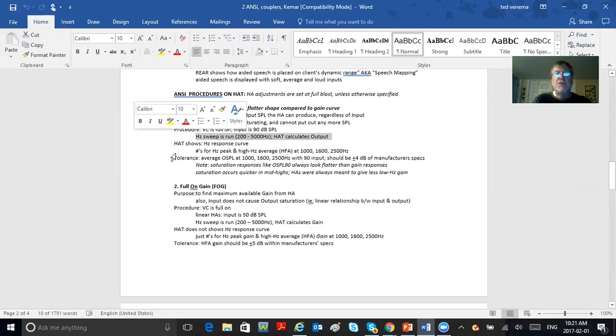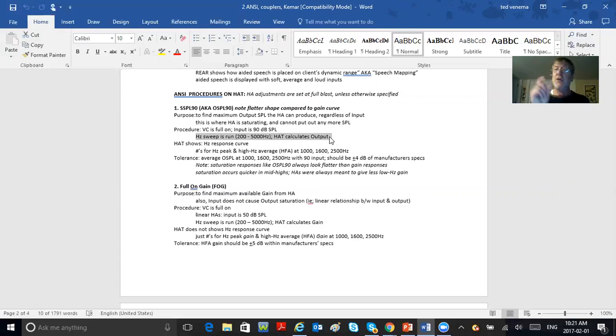Look where it says "sweep." It has nothing to do with a broom, okay? And the hearing aid is calculating the output. Remember, the volume is full blast. The decibel level coming out of the speakers in the test box is 90 dB SPL.